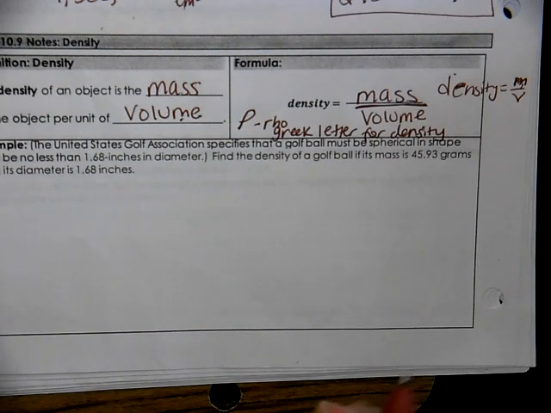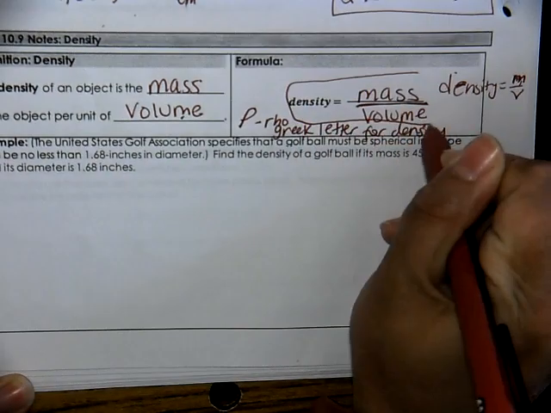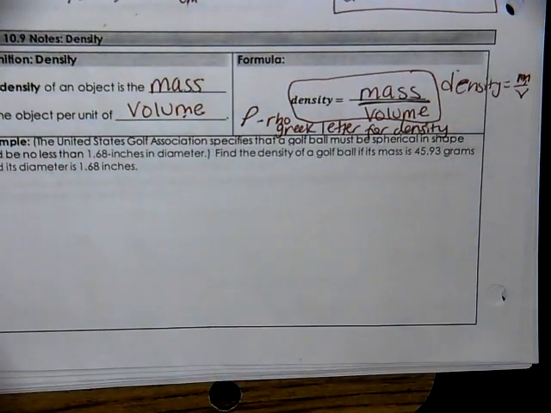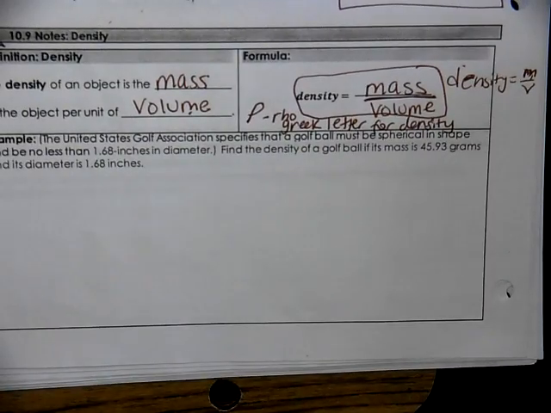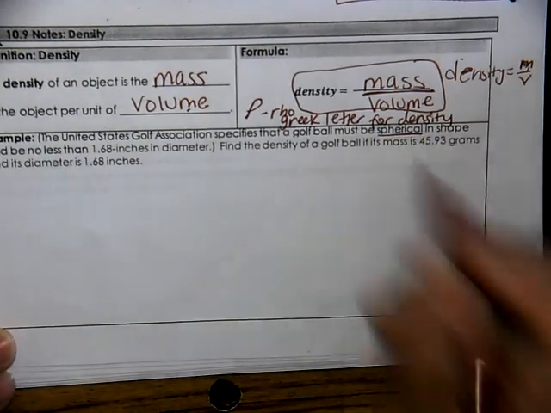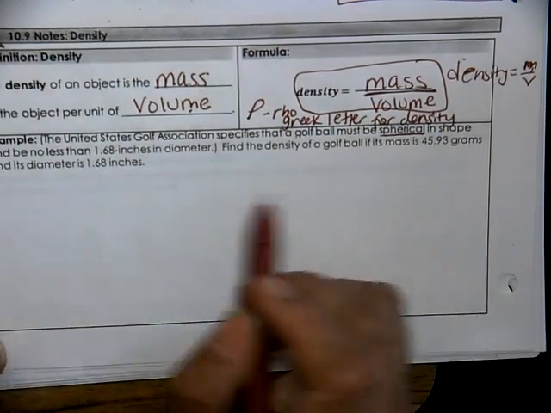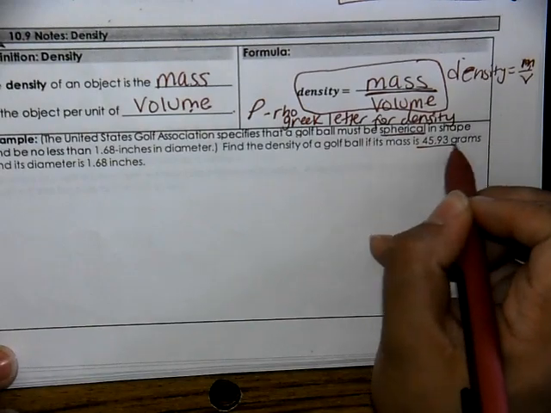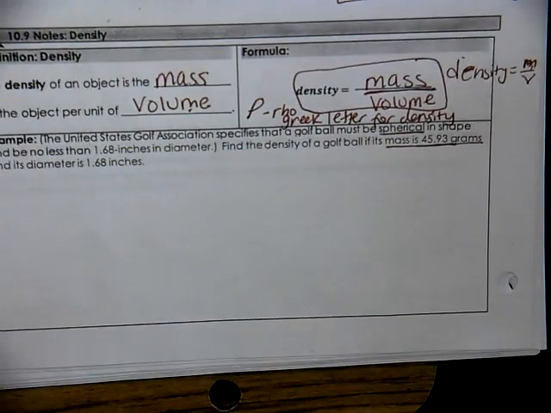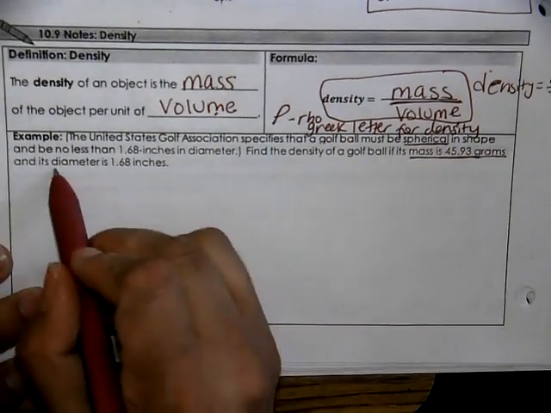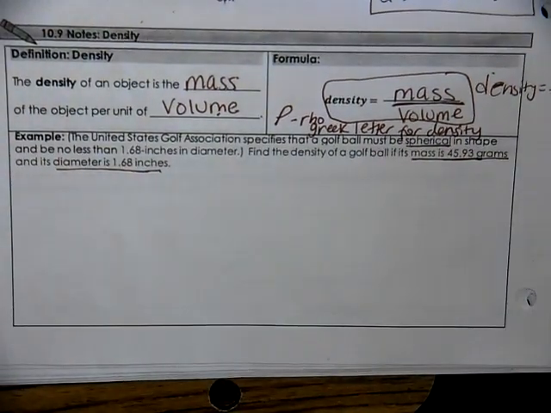Main idea, make sure you know how to work with that formula. So let's try one out. This first example says, the United States Golf Association specifies that a golf ball must be spherical in shape, so it's a sphere, and is to be no less than 1.6 inches in diameter. Find the density of a golf ball if its mass is 45.93 grams and its diameter is 1.68 inches, based on the rules of the United States Golf Association.